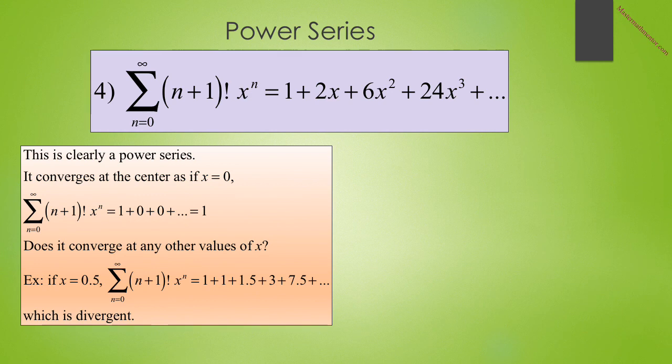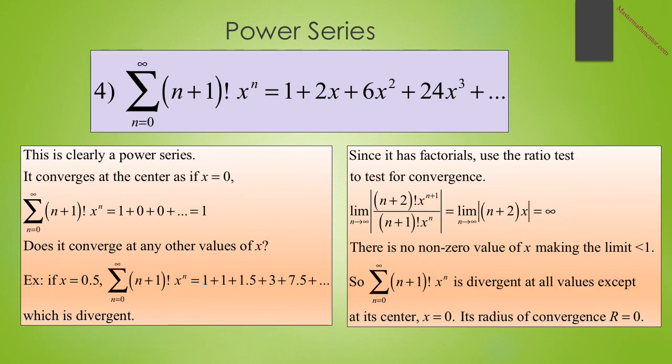The question is, does it converge at any other value of x? For instance, let x equal 0.5. Then the summation of n plus 1 factorial times x to the n would be 1 plus 1 plus 1.5 plus 3 plus 7.5, and that fails the nth term test, and it is clearly divergent. We have to use a convergence test to look for convergence. Since it has factorials, the ratio test is used.